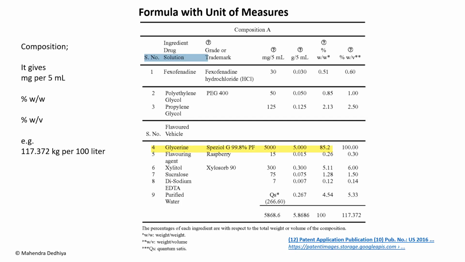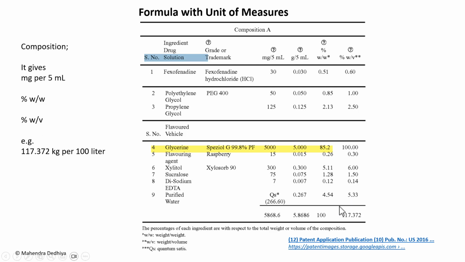Batch manufacturing process with unit of measures. This is derived from a patent application literature provided here. The fexofenadine hydrochloride solution formula is written here. This is very well written from a unit of measure perspective. It provides milligram per 5 ml or gram per 5 ml. It also provides weight to weight and weight to volume in each of the columns. This helps us to design the commercial batch record much more easily.